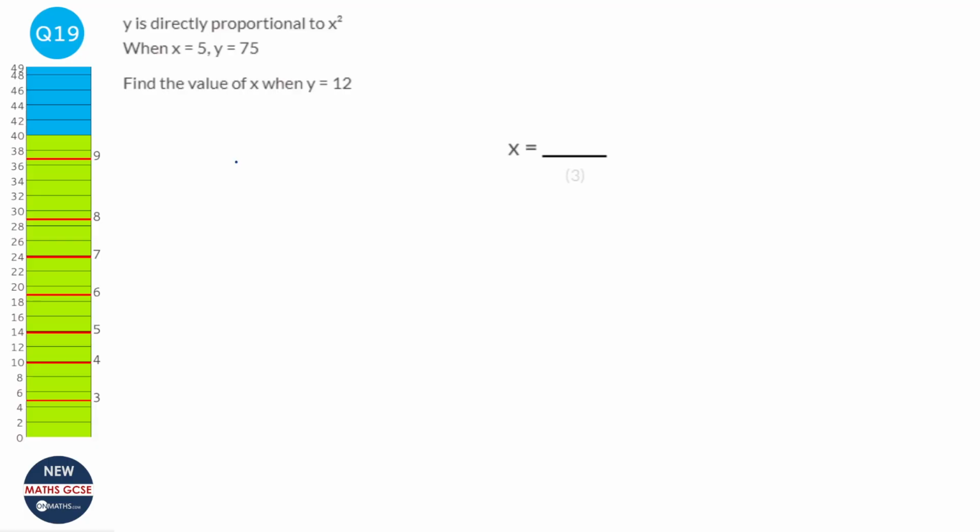So we're told that y is proportional to x squared. The first thing I'm going to do is replace that proportionality sign with an equals, and to do that I've got to times the right hand side by k. So we get y equals kx squared. Then I'm going to replace the x and the y for the values given to find out what k is. So y is 75 when x is 5.